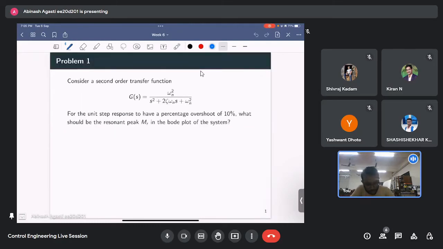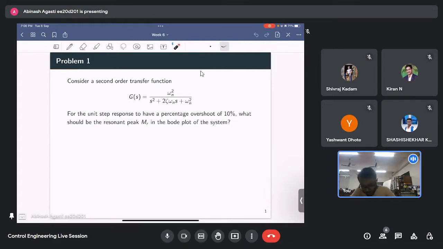So the first problem for today is: consider a second order transfer function. We are given a second order transfer function. For the unit step response to have a percentage overshoot of 10%, what should be the resonant peak MR in the Bode plot of the system?